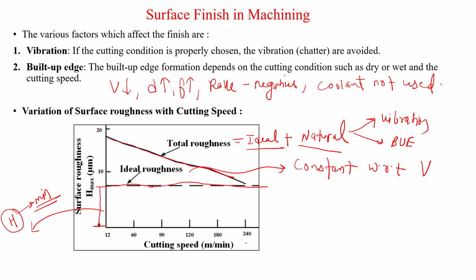with cutting speed. Because when cutting speed increases, the built-up edge decreases. Built-up edge is one of the phenomena which acts in the natural roughness, right? So because of that the natural roughness decreases, and hence the total roughness decreases. Therefore we can say the total roughness decreases with the cutting speed. Okay, so we'll move to the next part.